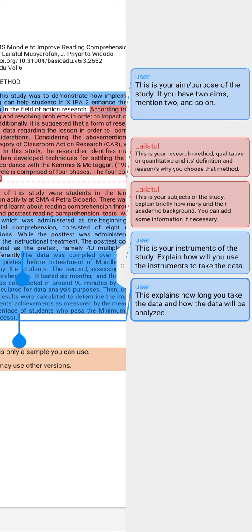All right, that's it. That is about research method. I hope you understand this. If you have a question, you can chat me the question and I will try to answer.